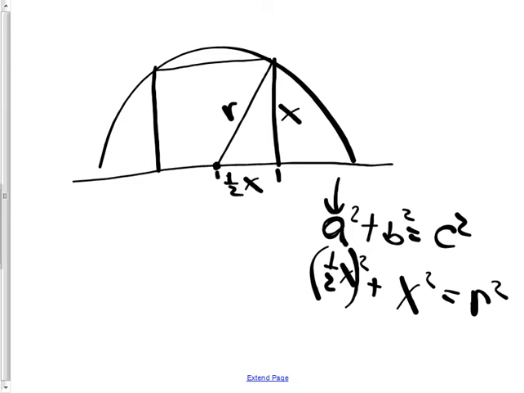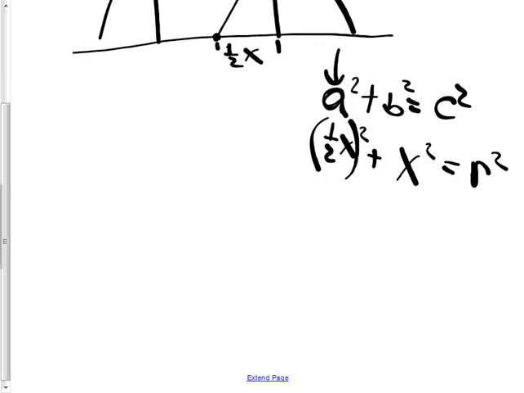Okay. This part, again, people want to just gloss over these little things, or they're not sure what to do. When you have 1/2 squared, the 1/2 squared means 1/2 times 1/2, which would be what? 1/4 x squared plus x squared equals r squared.